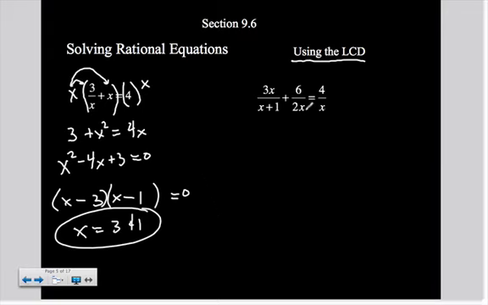If you take a look at this problem, I have a denominator of x plus 1, a denominator of 2x, those are both new, the 2 and the x, and then over here I have an x. I don't have to use that one because I've already used x. So my least common denominator is 2x times x plus 1. And I'm going to multiply both sides of the equation by that.